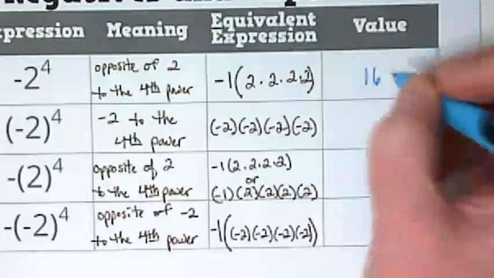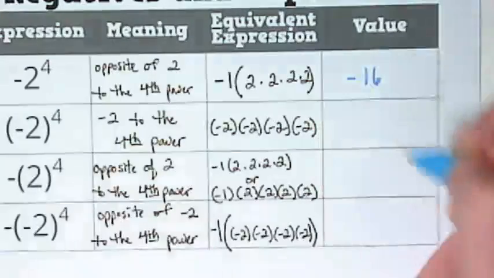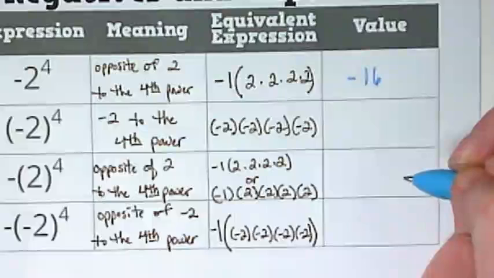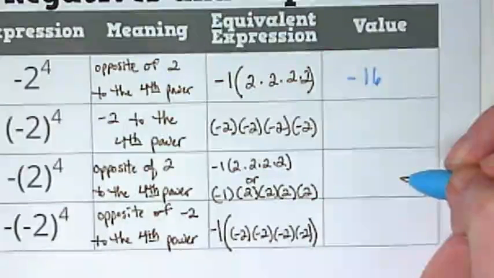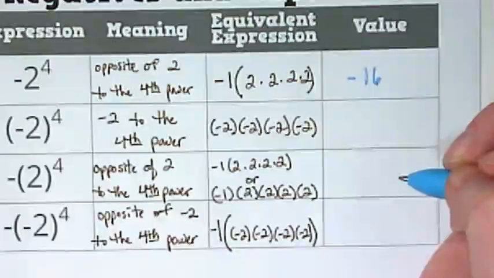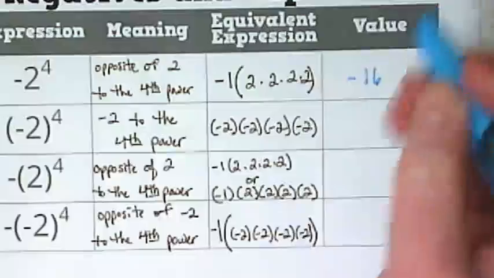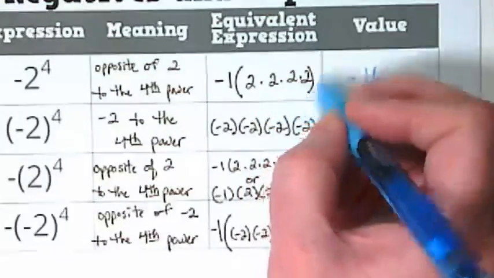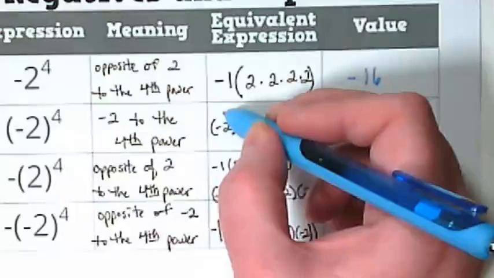The first one is negative 16. This is why it's important that we see order of operations in this, because really what's happening is what's happening in the parentheses happens first, and we get 16, and then we multiply it by the negative one.